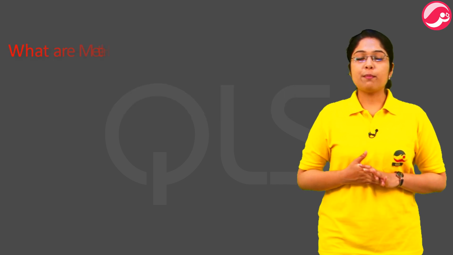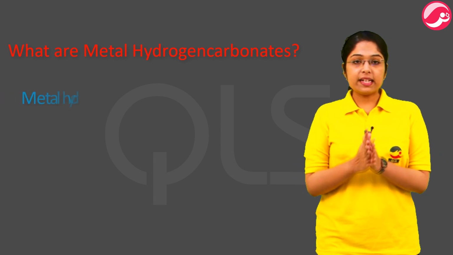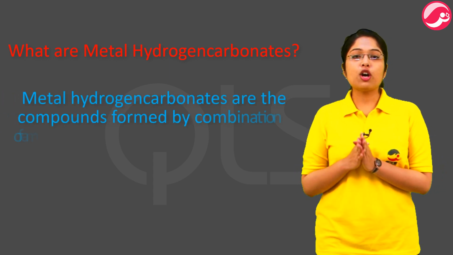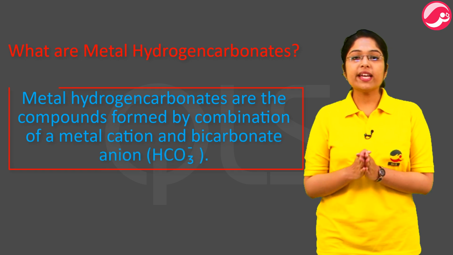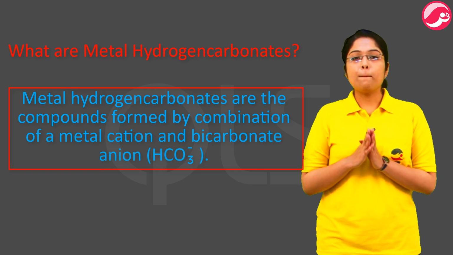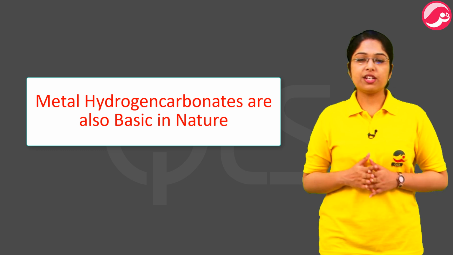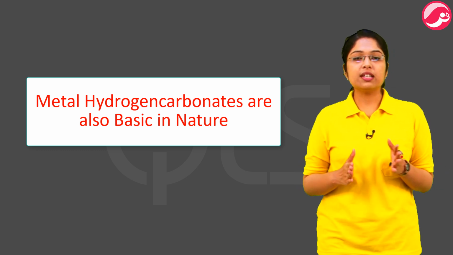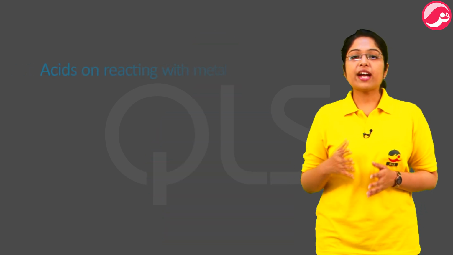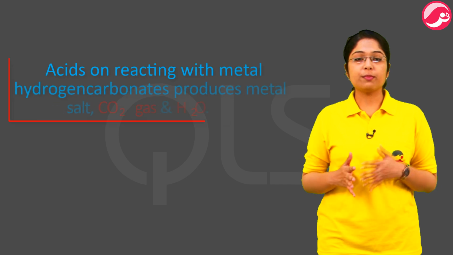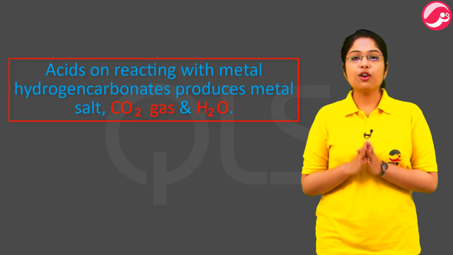Firstly, what are metal hydrogen carbonates? Metal hydrogen carbonates are the compounds formed by combination of a metal cation and a bicarbonate anion. Metal hydrogen carbonates are also basic in nature, so they do not react with other bases. Acids with metal hydrogen carbonates react in the same way as they react with metal carbonates. Acids metal hydrogen carbonates के साथ उसी तरह से react करते हैं जैसे कि वो metal carbonates के साथ react कर रहे थे. Acids on reacting with metal hydrogen carbonates also produce metal salt, carbon dioxide gas and water.